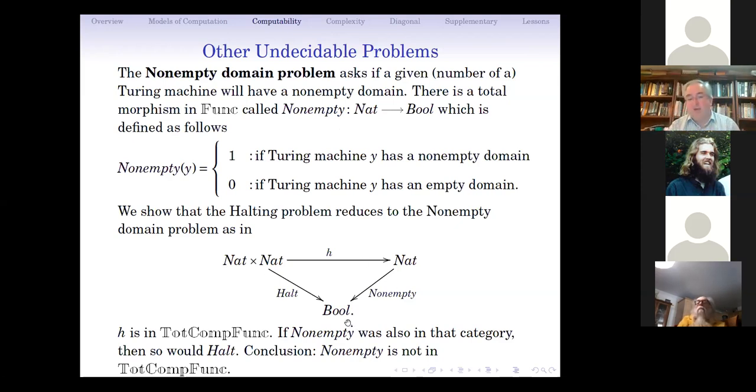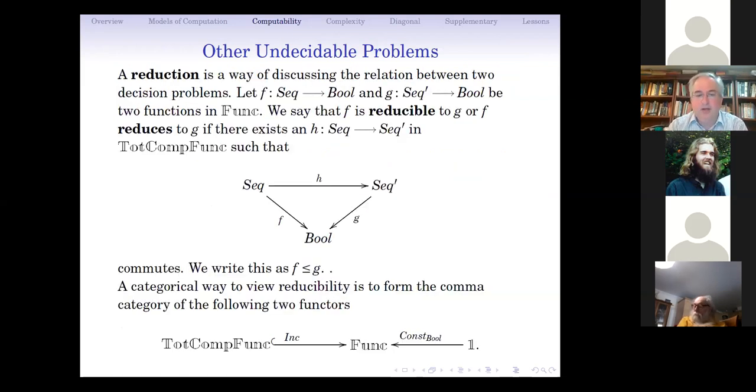And now here's a statement about category theory. If this is a total computable function, and H, we know H is a total computable function, so if this is a total computable function, then the Halting problem is a total computable function. But we know that the Halting problem is not a total computable function. Conclusion, this is not a total computable function. So it just goes very smoothly. Okay, it's about composition of morphisms and which category they're in. Very smooth.